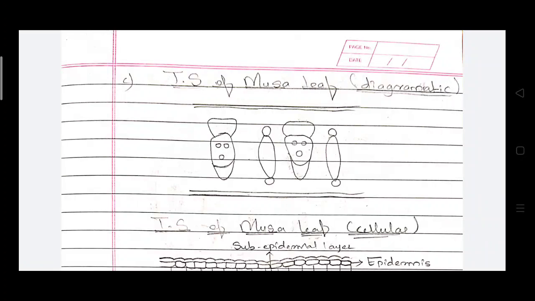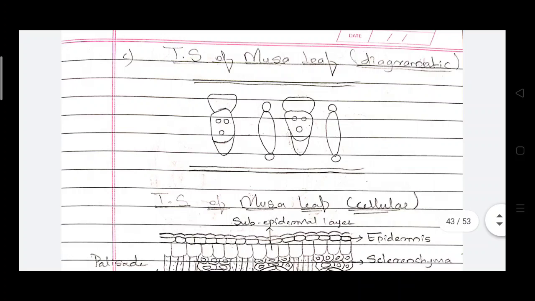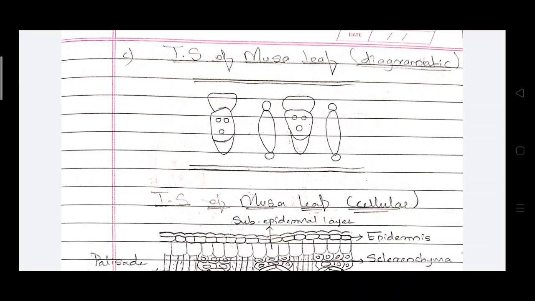Mesophytic means they require some amount of water to complete their life cycle. I hope all of you are seeing these banana plants. So this is the diagrammatic representation of the musa leaf.